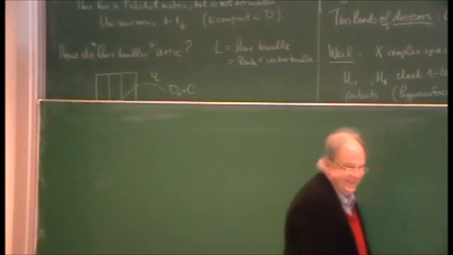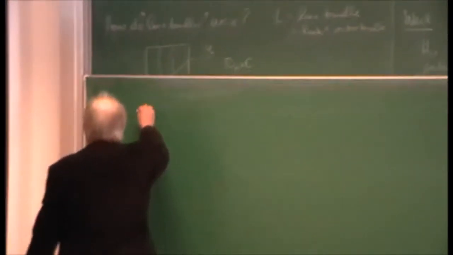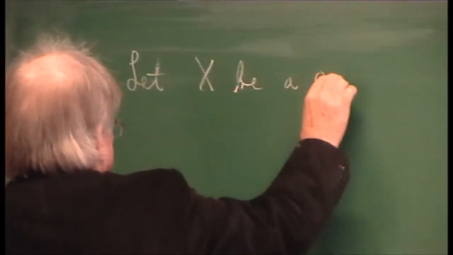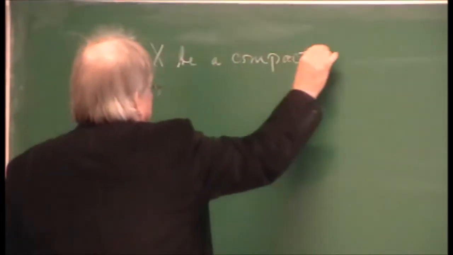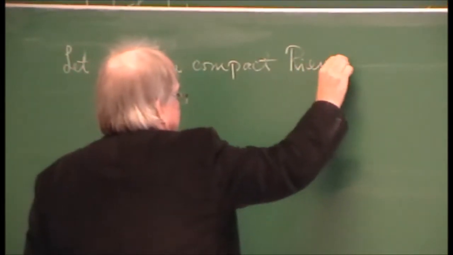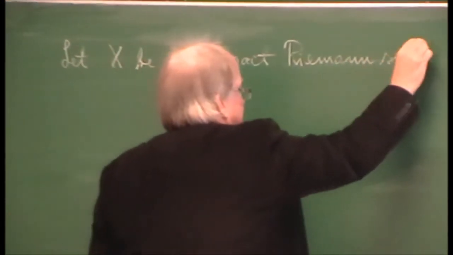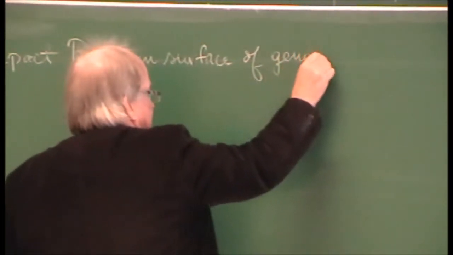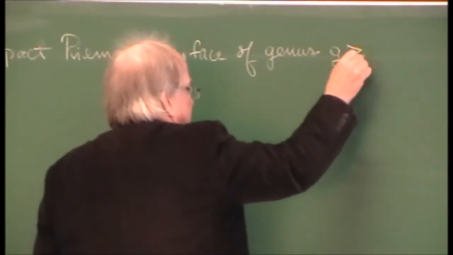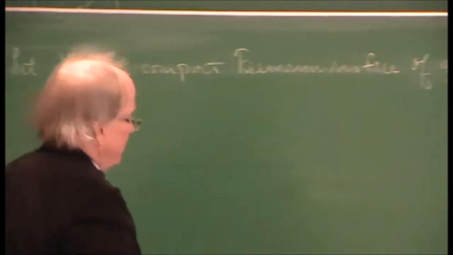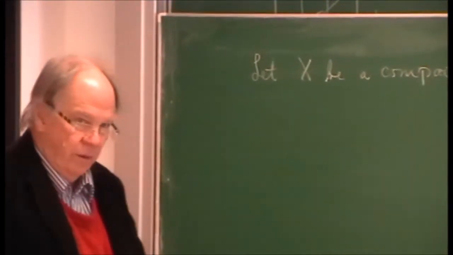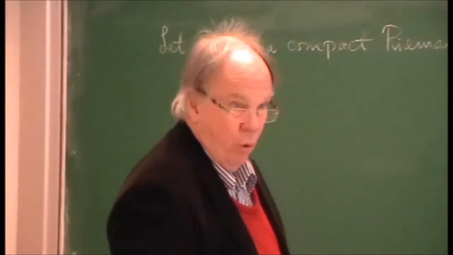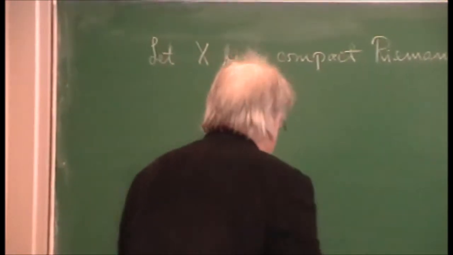Look at this. Let X be a compact Riemann surface of genus g, but not P1. By the way, the only compact Riemann surface of genus 0 is P1. That's it. There might be more, but there's a theorem that that's it, though. Okay.